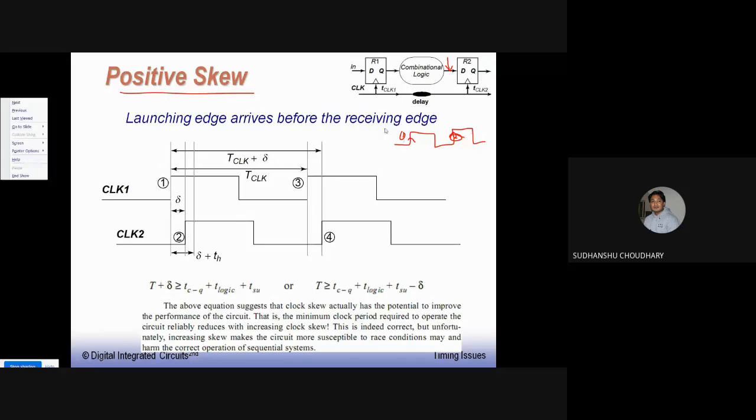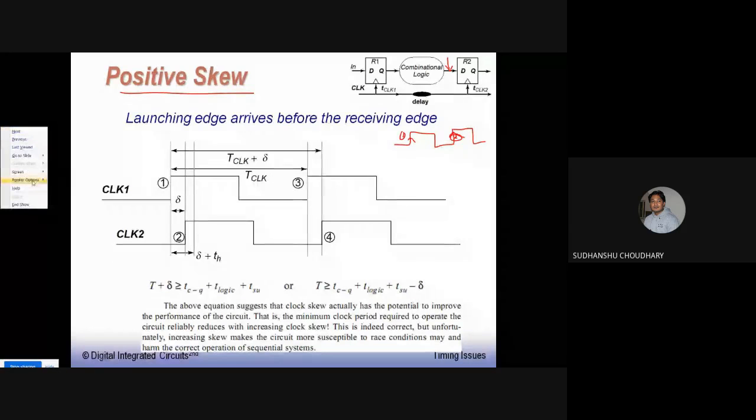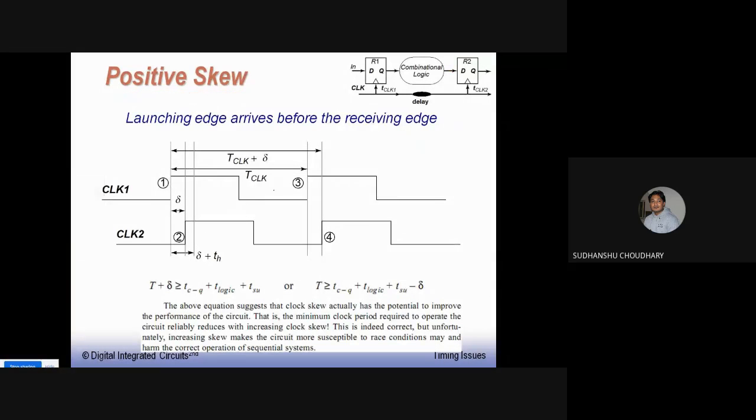Now let us say that I have a clock skew in this circuit. So clock skew means I have a positive skew, that is, this is called the launching edge.